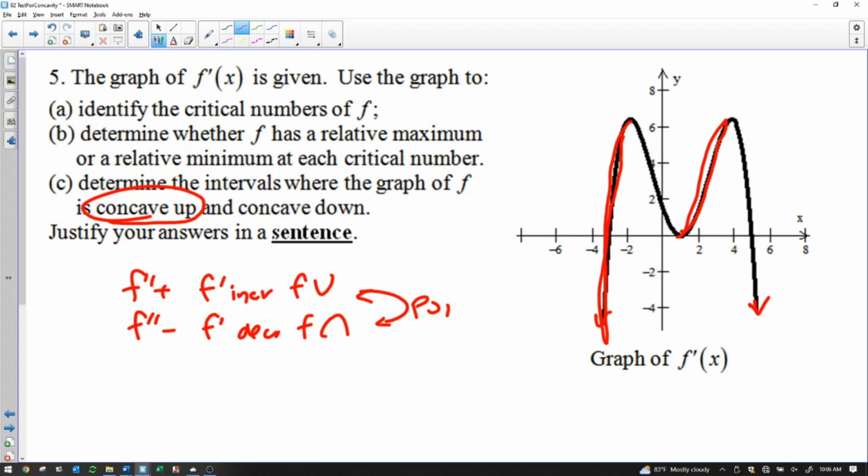Where is F concave up? From -infinity to -2, and also from 1 to 4? Is that what you guys got? Okay. And then where are you going to be concave down? Do you think you could do that on your own? Okay, so I'll let you guys do that on your own.